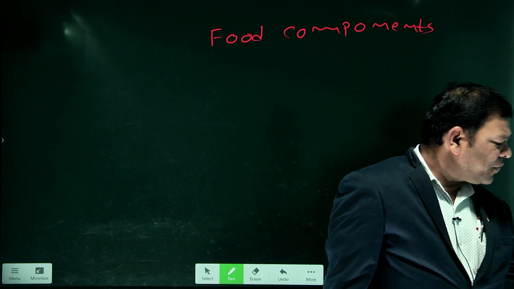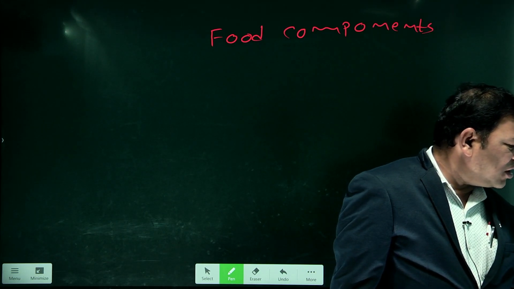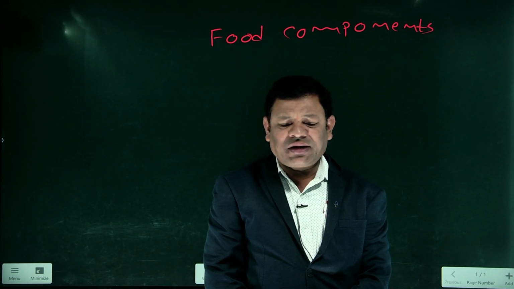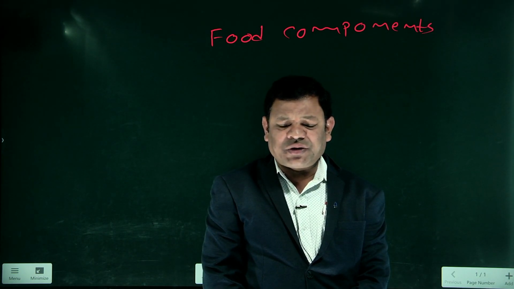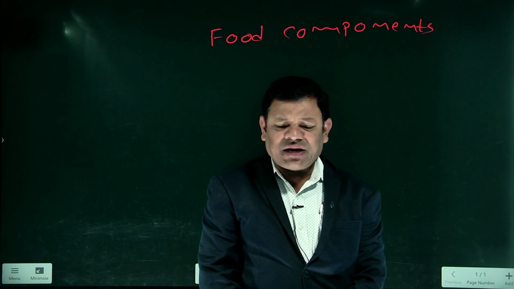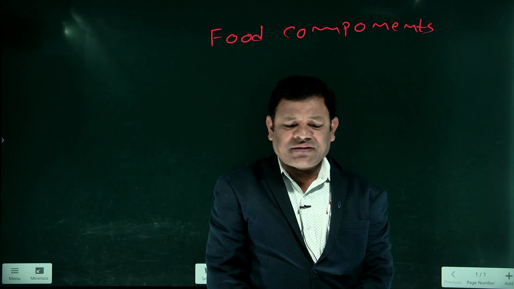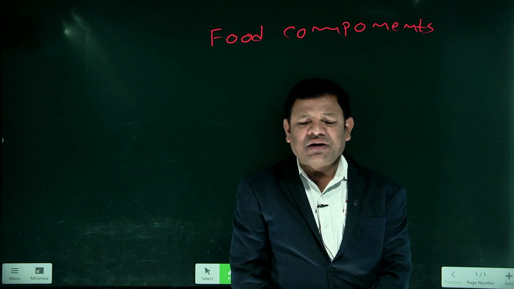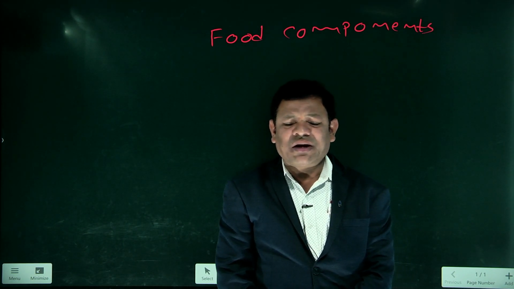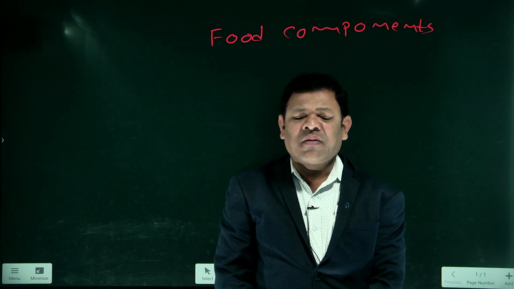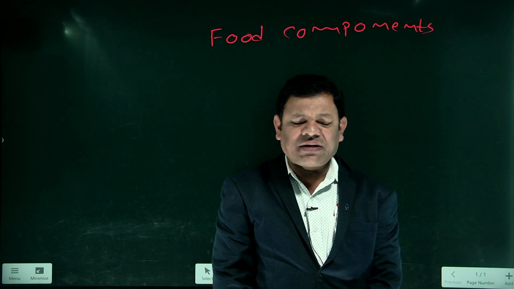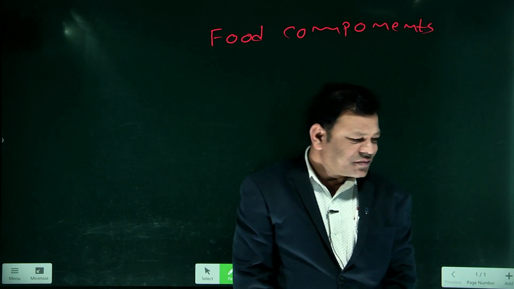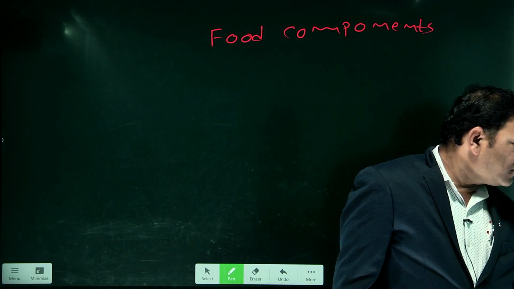Okay, so food components. In this lesson we have learned that in our day-to-day life we eat different nutrients: carbohydrates, proteins, fats, minerals, vitamins, roughage, and every day we drink water. Why are we taking nutrients? Because of the energy. From morning to evening we have a lot of work, and we can do this work with the help of energy. So that's why we take nutrients.